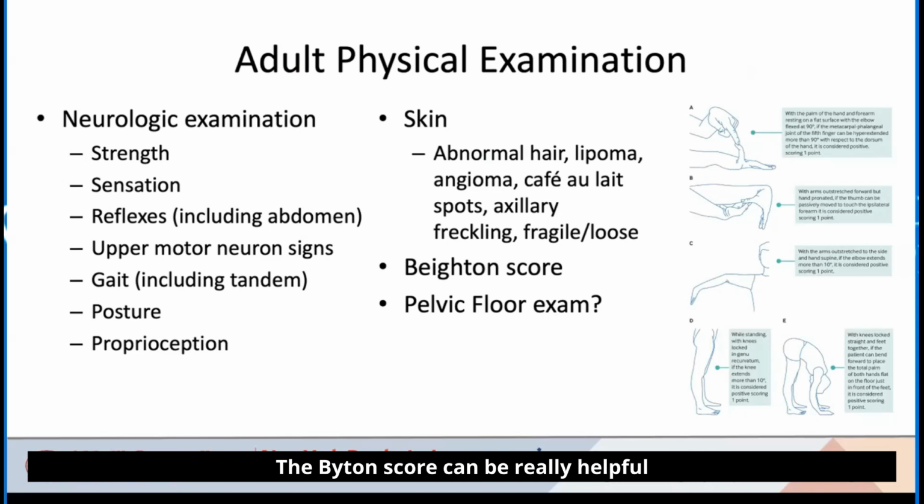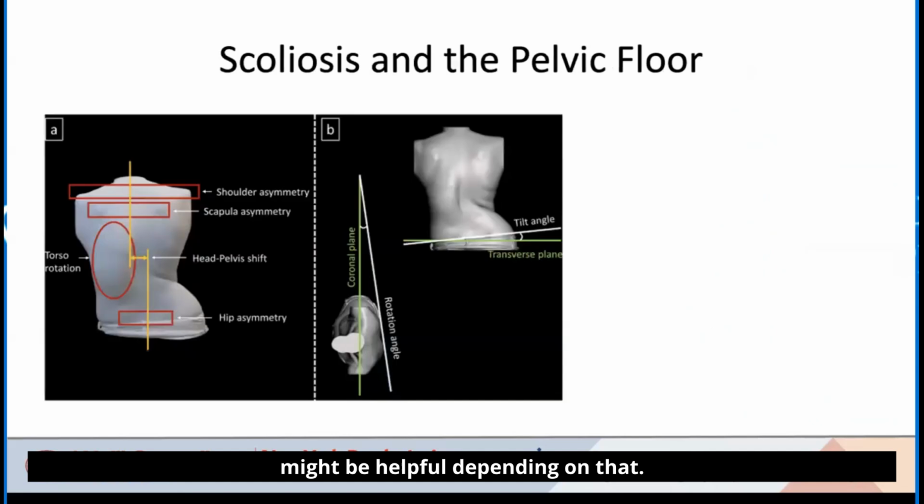The Beighton score can be really helpful for looking for hypermobility, which I'm going to talk a little bit about as well. This is where you look for hyperflexibility at the pinky, the thumb, the elbow, the knee, and putting their hands on the floor. And you can actually get a score to say if this person is hypermobile or not. Generally, I'm not doing a pelvic floor exam on everybody, but if they screen positive for some of those symptoms we talked about, potentially doing a pelvic floor exam might be helpful. So let's think through scoliosis and how the pelvic floor can be involved.